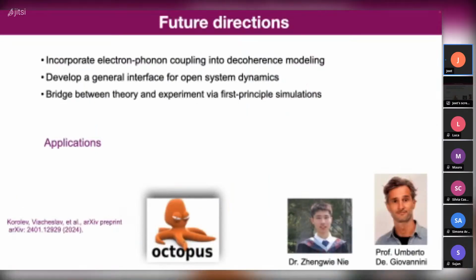So what we want to do is incorporate this. This is an arXiv paper where they are doing some high harmonic generation. And they mentioned that electron-phonon coupling is one of the main reasons behind this decoherence process. And this electron-phonon coupling can be calculated from density functional perturbation theory. And then we want to make our approach more general.